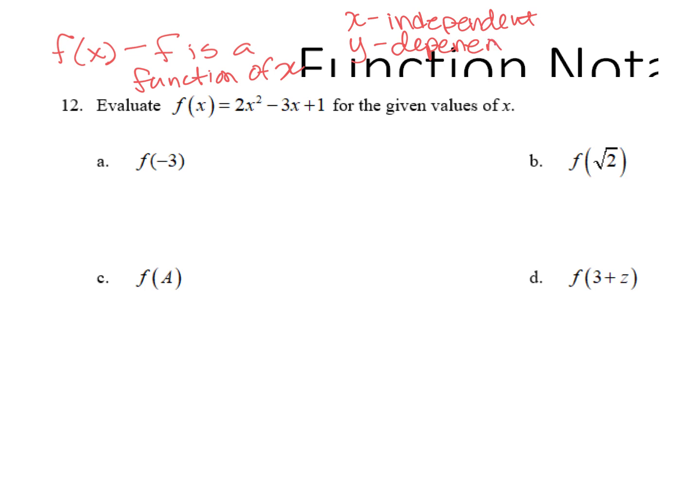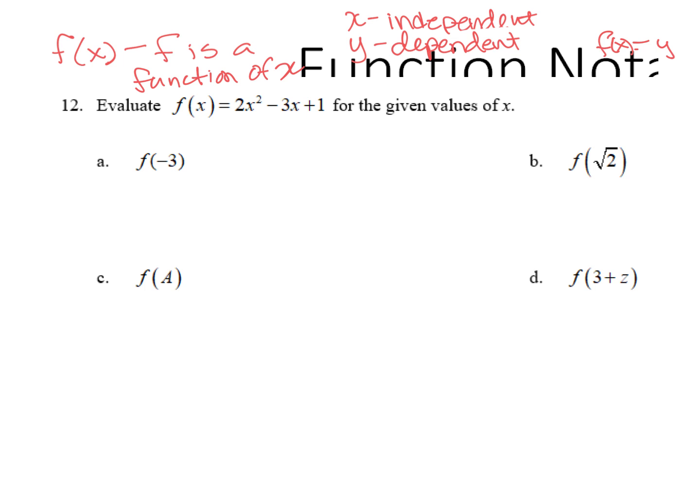Sometimes you'll hear that a function is y depends on x. Okay, so x is independent, f of x is the function, and you might want to make note, f of x equals y. F of x equals y.